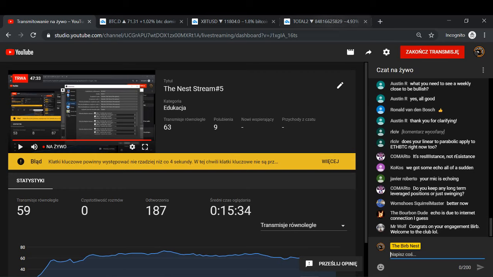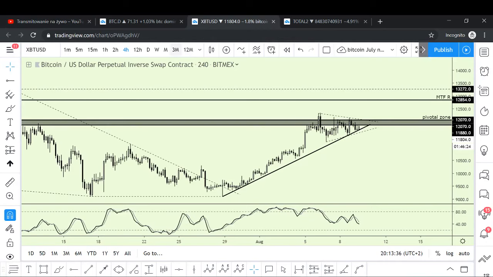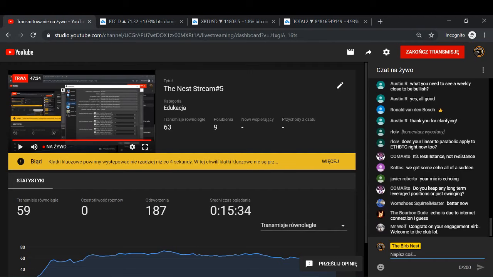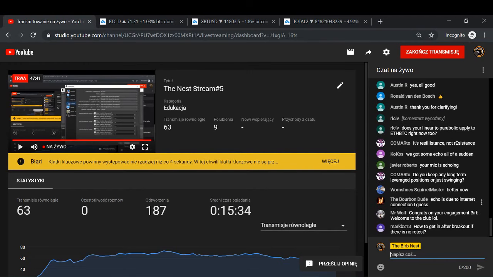Yeah. So what else? I think we covered that. We covered these parts. So let's see how to get in after breakout if there is no retest. Then you just go and buy the next retest. I mean, you can obviously buy the breakout, but this is simply more risky.